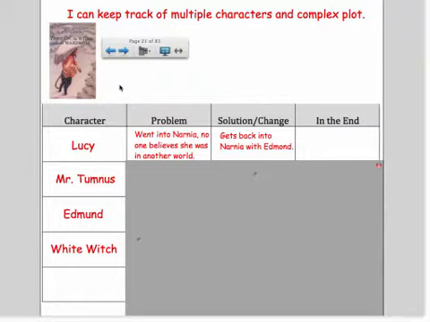In the end, we don't really know what's going on with Lucy, and because we haven't read the whole story, she might come into more problems, and as she comes into more problems, we can add those to our organizer.